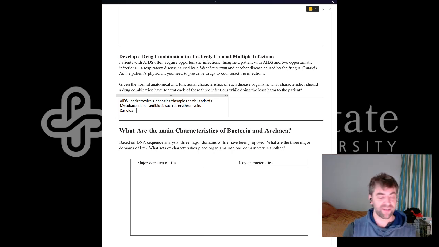so exo, outside, enzymes. So target cell wall or exoenzymes.